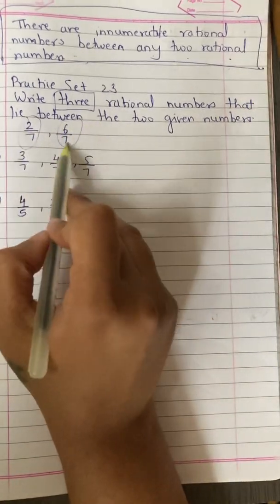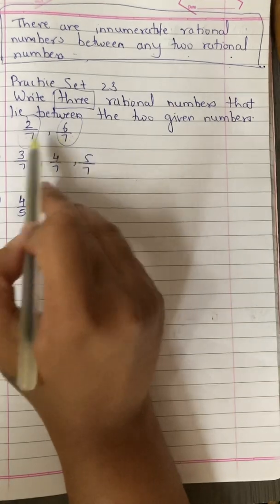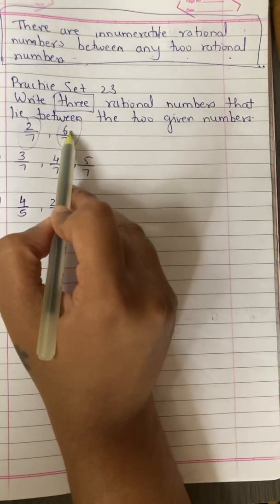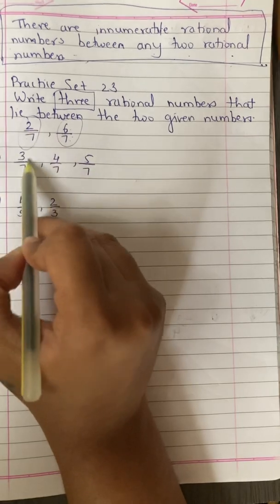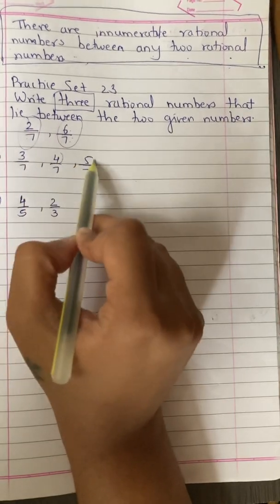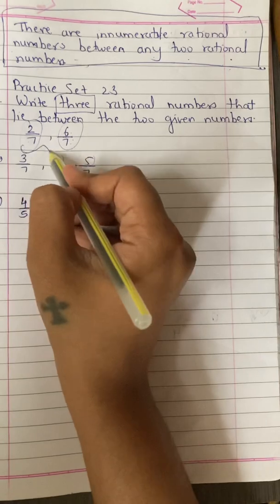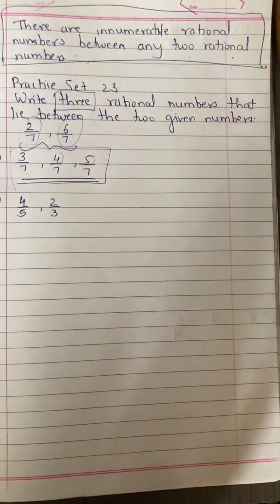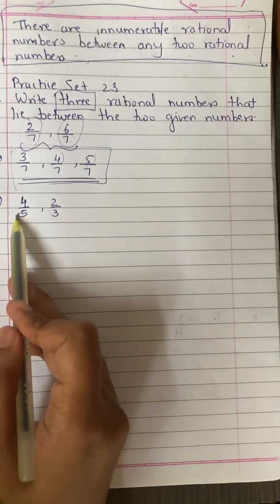First you have to check: is the denominator equal? Yes, it is equal. Then you check just the numerator. 2 और 6 के बीच में कितने numbers है? So after 2 we have 3, then we have 4, then we have 5. Okay, so in between these 2 we have 3 rational numbers. So इसका answer we got it directly. Now second sum, let us see.